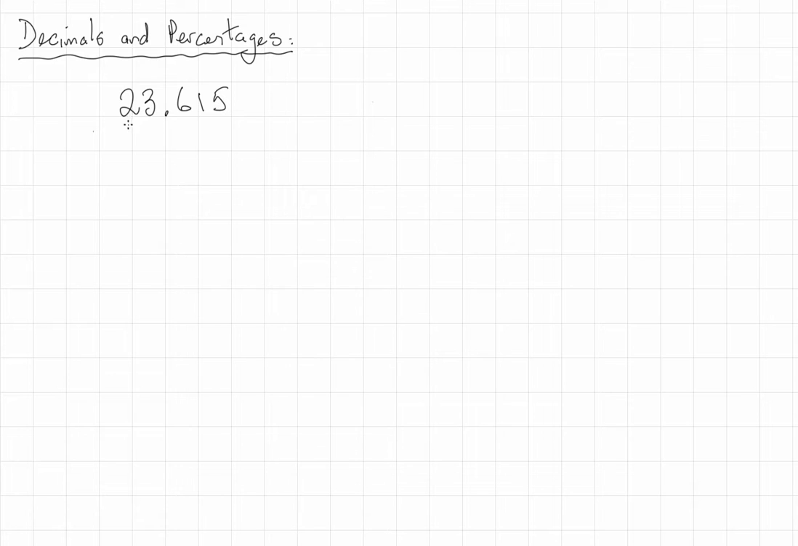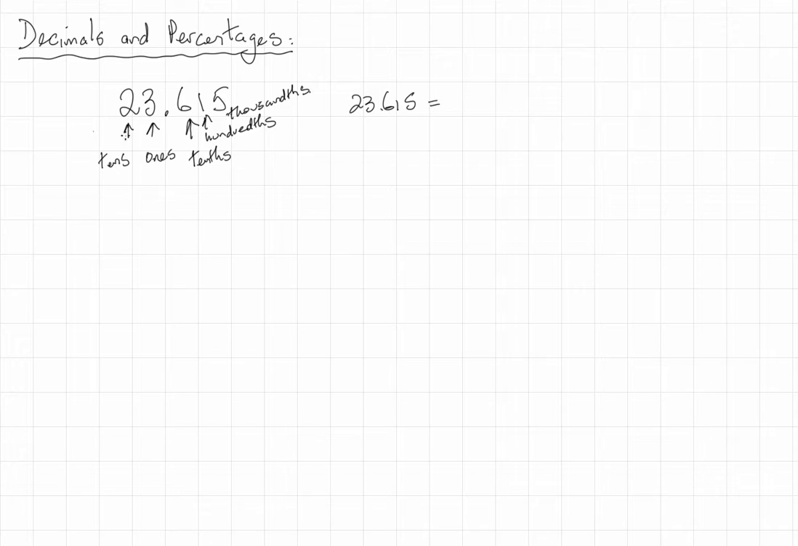Now the 3 is in what's called the ones column. The 2 is in the tens column. The 6 is in the tenths. The 1 is in the hundredths. And the 5 is in the thousandths.